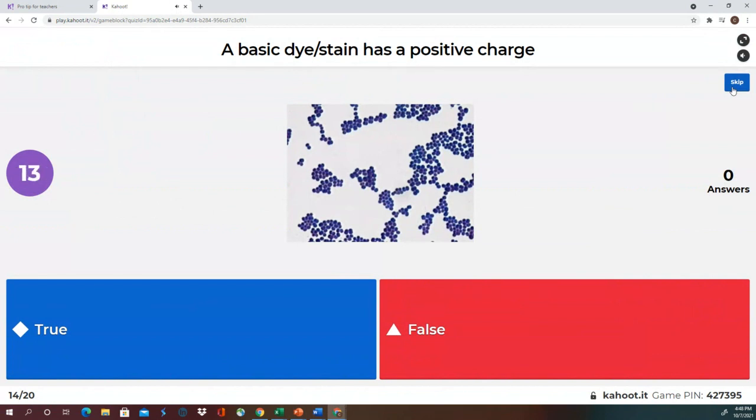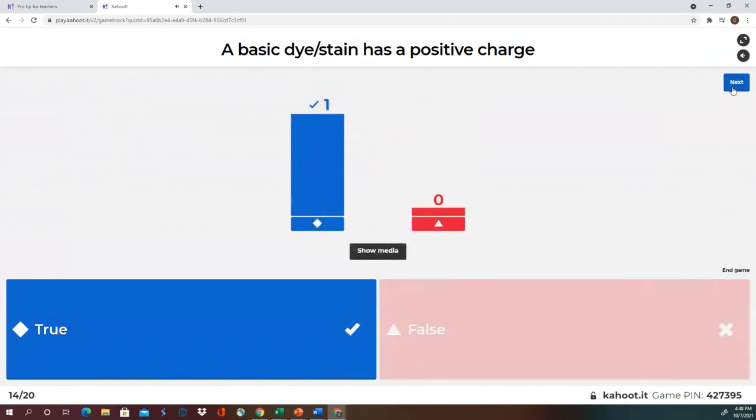Oh, I was waiting for y'all to answer, my bad. Basic dye stain has a positive charge. Why, yes, it does. Okay, so basic dyes have a positive charge and an acidic stain has a negative charge.